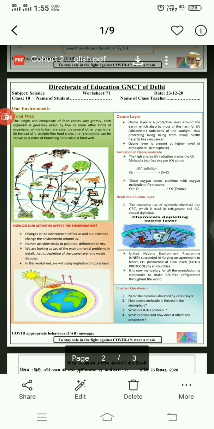If ultraviolet rays reach the earth's surface, they can cause eye cataracts, skin cancer, skin burning, and can be very dangerous to the plants and other organisms.